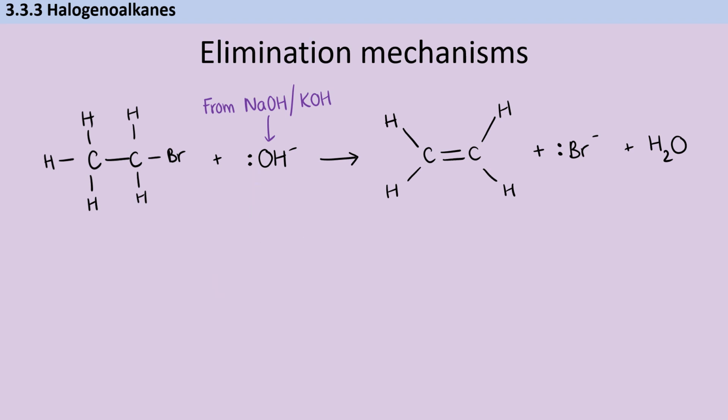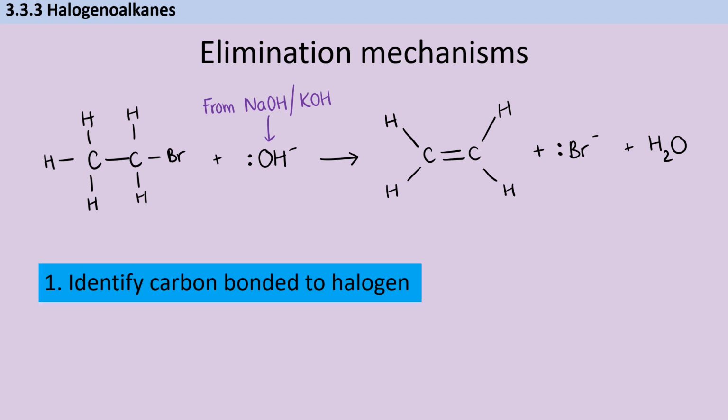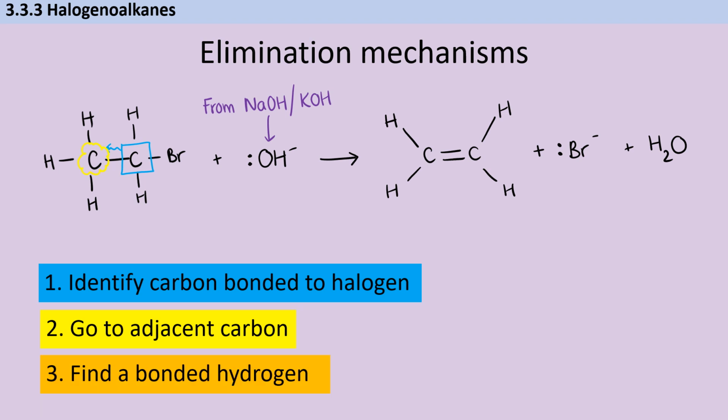This mechanism is a little bit more complicated than the nucleophilic substitution was, but bear with me, we're going to get this. Our first step is to identify which carbon is bonded to the halogen. So here is this carbon on the right-hand side. Now from there, I'm going to go to the adjacent carbon. So I'm not actually interested in the carbon that's bonded to the halogen, I'm interested in the one that's next to it. So you can see here I've put a little yellow bubble around the one on the left-hand side. Then I'm going to find a hydrogen that is bonded to that carbon. So any of these three here will do. We're now ready for some curly arrows.